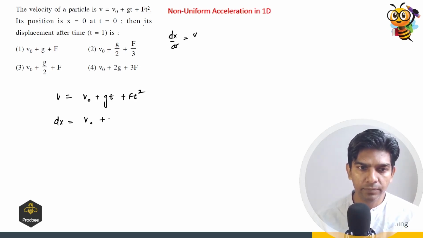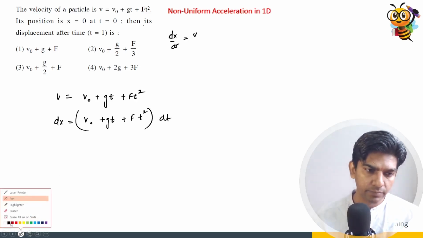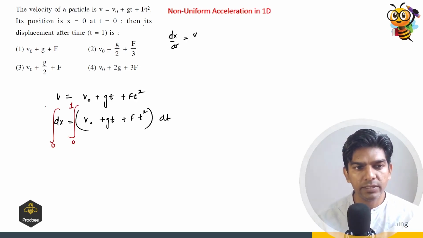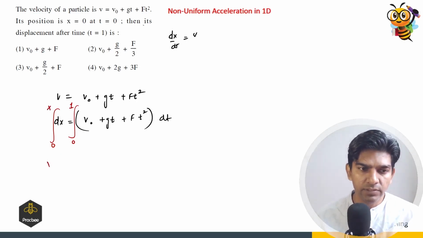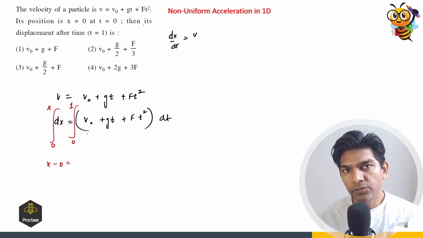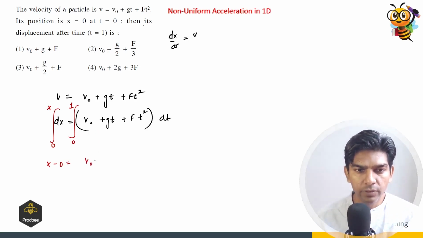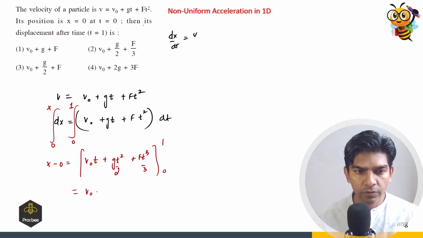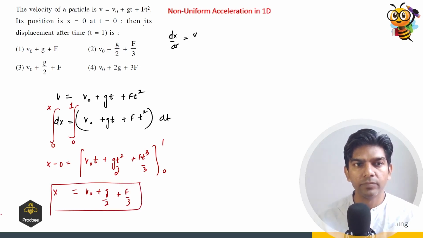Let me take dt on the other side. Now let us integrate this. When t is 0, x is 0, and when t is 1, let us say the displacement is x. So the left hand side will be x minus 0, and we know that integration is distributive over addition. So it will be v naught times t plus g t square by 2 plus f t cube by 3, and the limit will be from 0 to 1. So it will be v naught plus g by 2 plus f by 3. So that is the displacement in 1 second. So option 2 is the right answer.